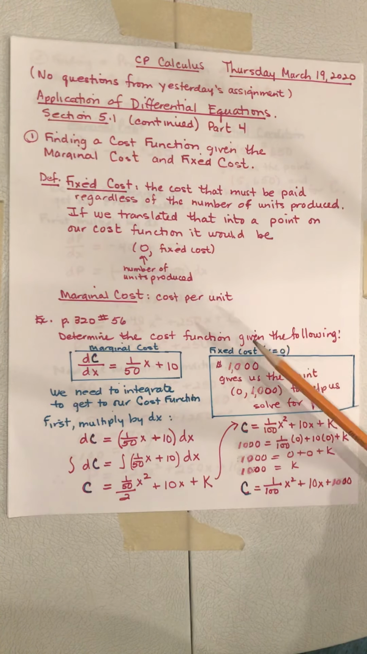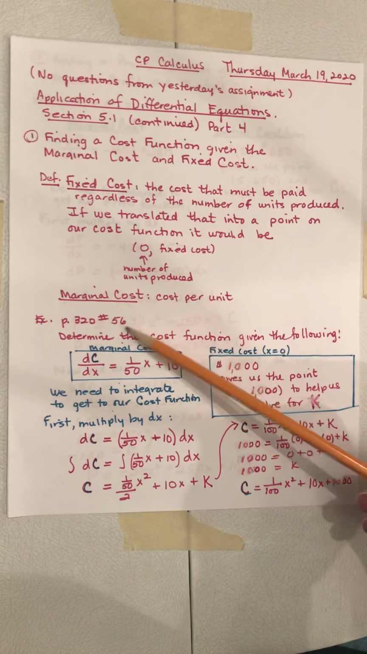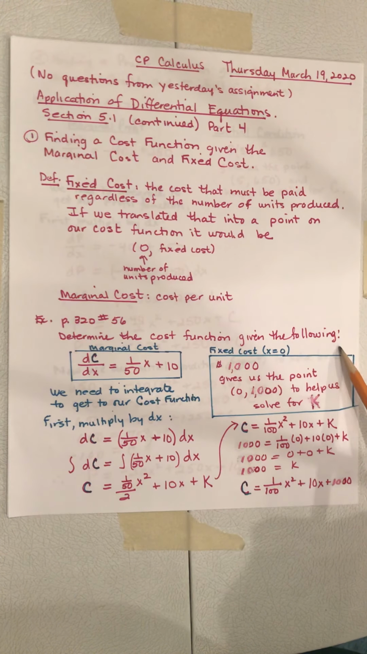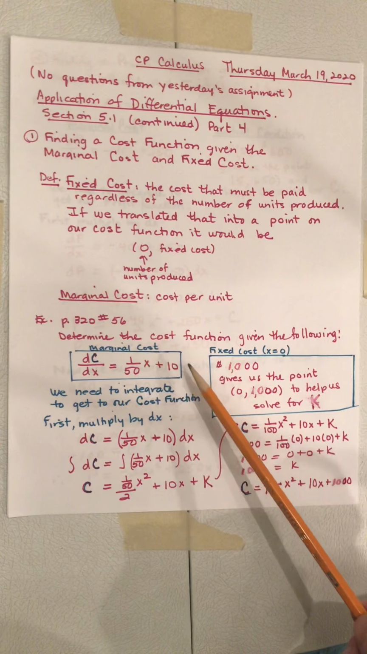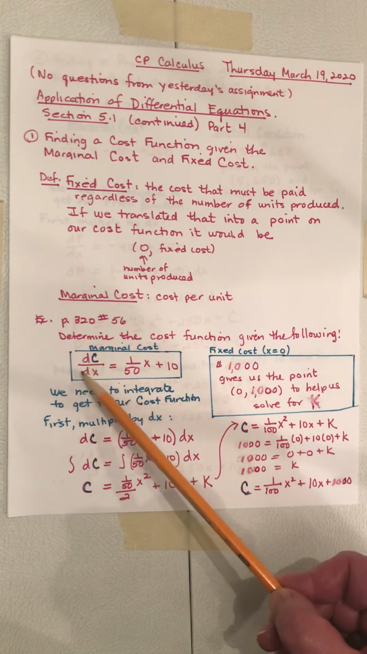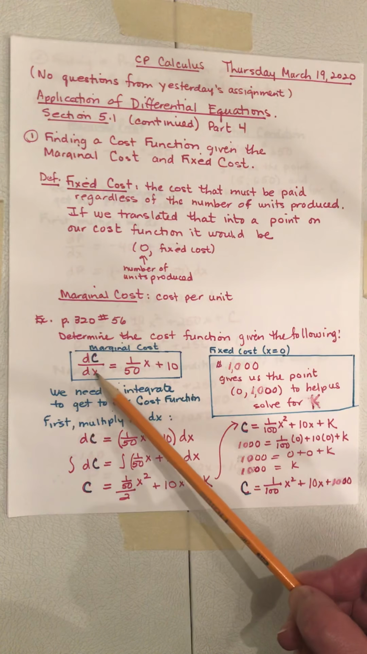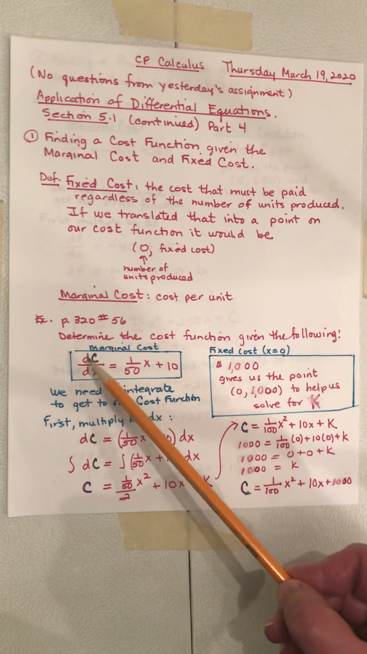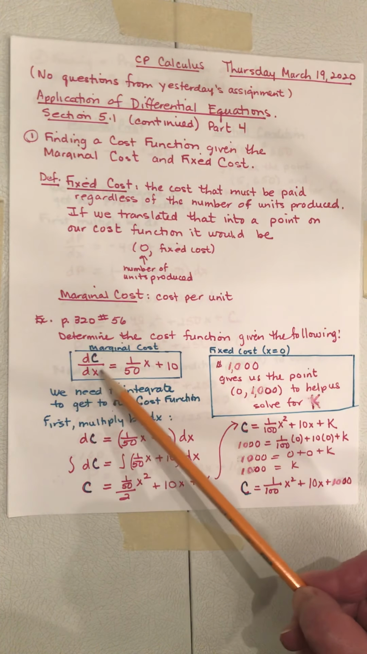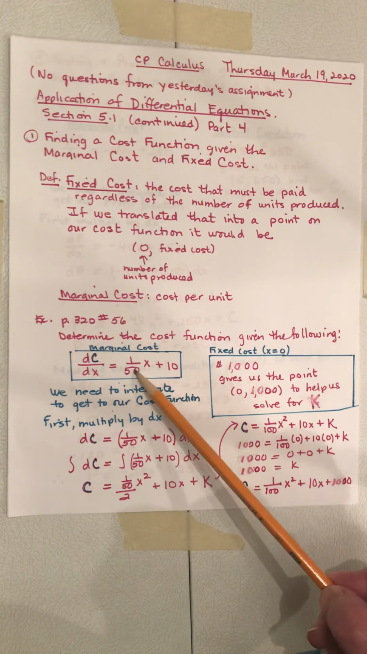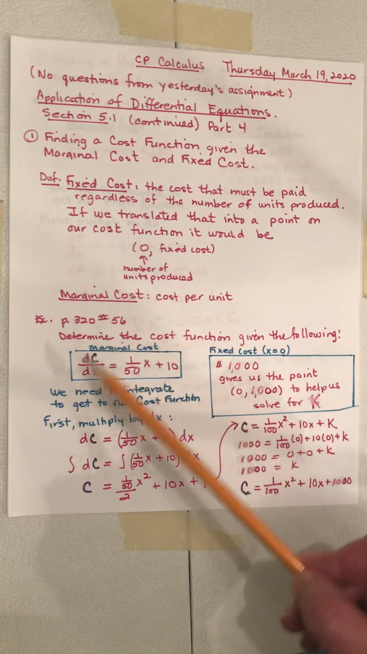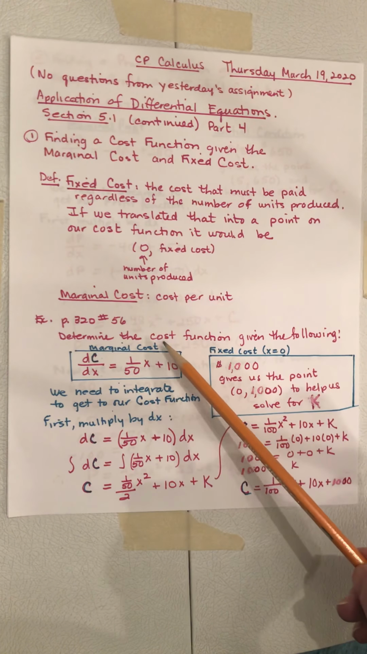So here I'm doing example 300 on page 320, number 56. Determine the cost function given the following. The marginal cost is dc dx, because it's the rate of change of the cost with respect to x, the number of units produced. And so dc dx, the additional cost of producing one extra unit, is given as 1/50th x plus 10. So that's our rate of change, or our marginal cost.